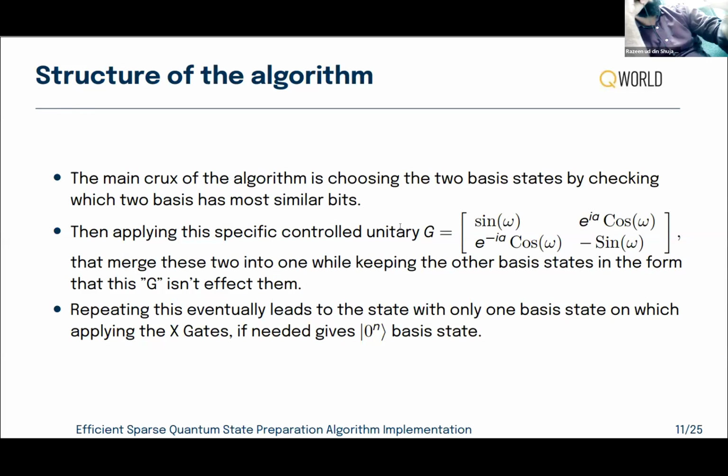Okay, so this is the structure of the algorithm. The main crux of this algorithm is choosing any two basis states which have the most similar bits and applying this specific control unitary G, such that these two basis states combine into one without affecting any other basis state. Repeating this eventually leads to a state with only one basis state. If this remaining state is not the 0 state, we can apply the X gate to make it so.